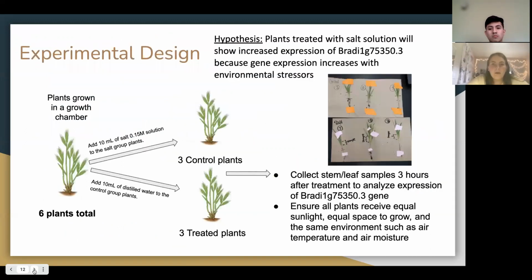For our experiment, we hypothesized that the plants treated with salt would increase their expression of our gene because it's an environmental stressor. Our treated plants had 10 milliliters of 0.15 molarity salt concentration added, while our control plants only had 10 milliliters of distilled water. And 3 hours after this treatment was applied, we took our samples.